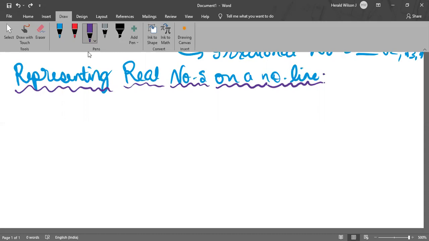Actually speaking, in your textbook, if you see exercise 1.2, we have only a sum to represent root 5. But I will teach you how to do rational numbers as well, because sometimes it could come.